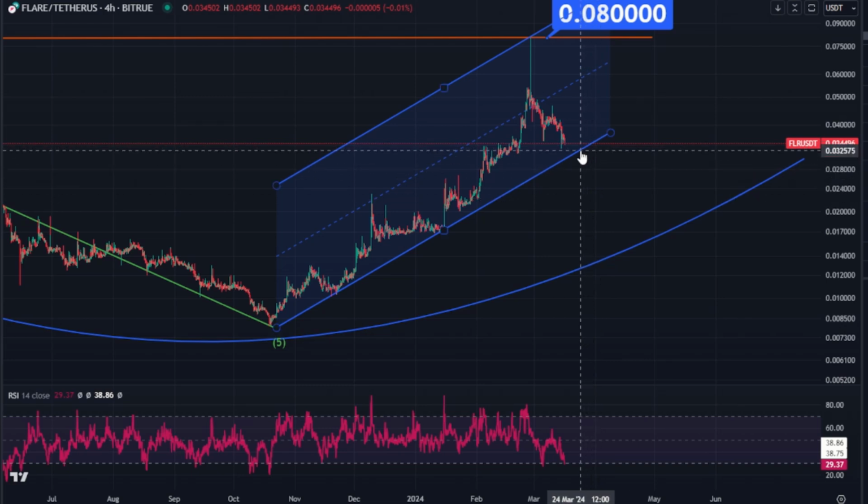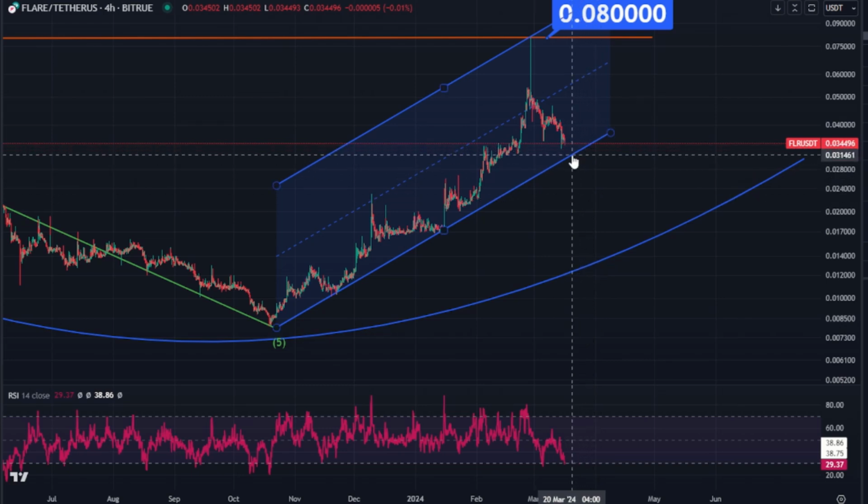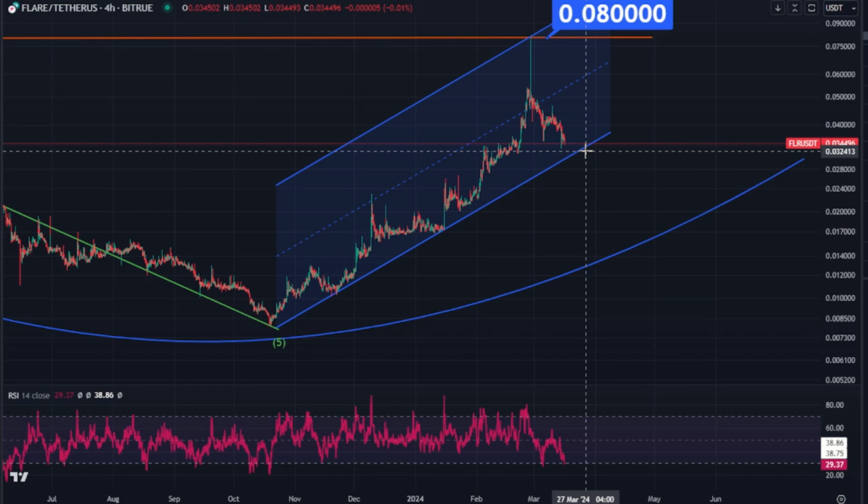So holding this trend line of support here is key. Simple as that. Do not want to lose that supporting trend line. Once that breaks, then we'd have to reassess that. We'd be looking at lower targets on Flare.